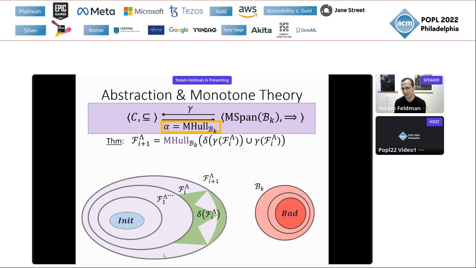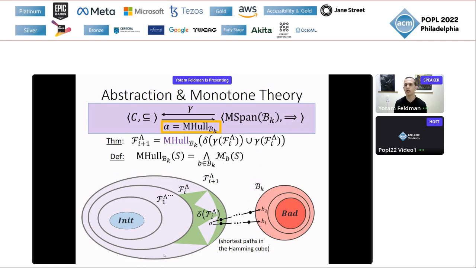So the precise sense appears in the paper, and it is that a state sigma is included in the monotone hull if between sigma and every counterexample in decay, there's a shortest path in the Hamming cube that crosses the exact post image. The precise details appear in the paper. The paper also includes the connection between this geometric interpretation and the original definition that involves conjunction of least monotone over-approximations. So all of this is in the paper, which is self-contained in this regard.